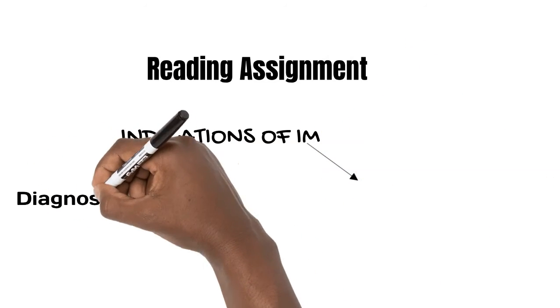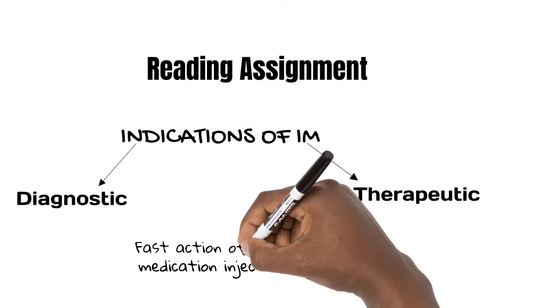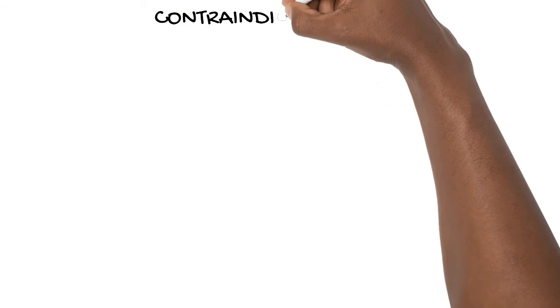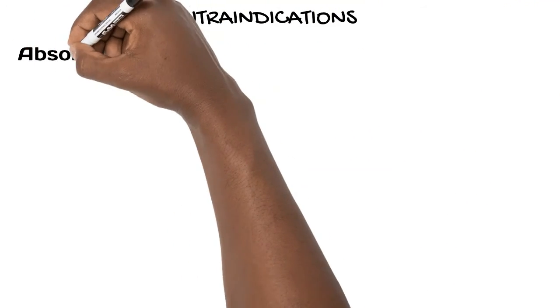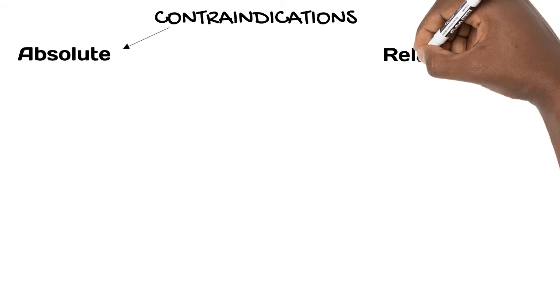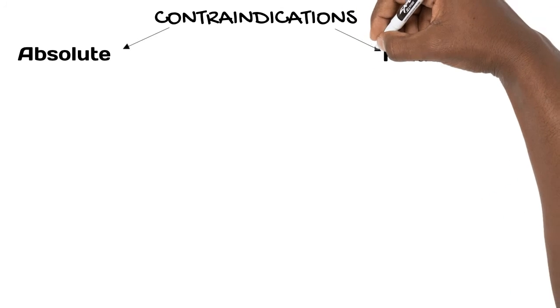For your reading assignment, your AAs expect you to know the indications, which can be either therapeutic or diagnostic, but grouping them as such is not really important for this examination. Just know them as they are listed in the video. Your contraindications can be absolute or relative. Again, it is not really important to group them as such in this examination. Just know them as they are listed in the video.